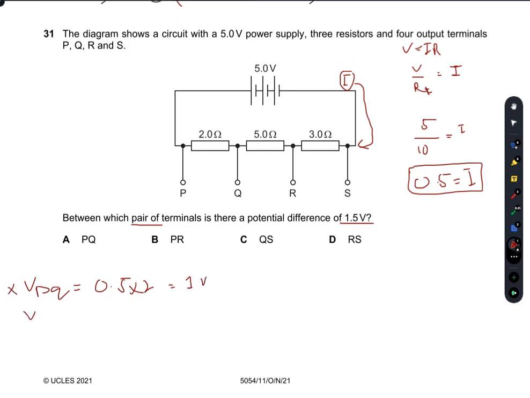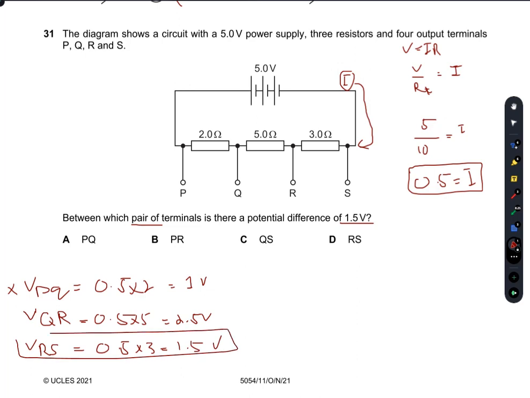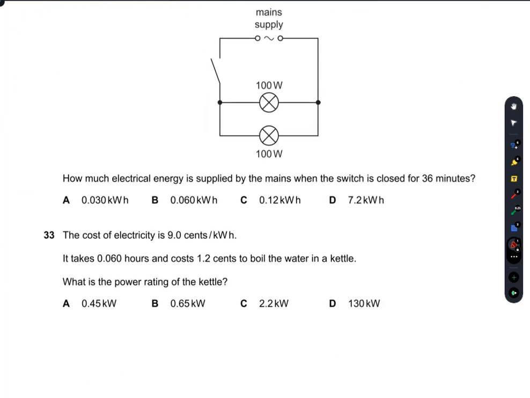V across QR will be 0.5 times 5, so that will be 2.5 volts. And then V across RS will be 0.5 times 3, which means 1.5 volts. So yes, RS is the pair of terminals which will have a potential difference of 1.5 volts. So D is your right answer.